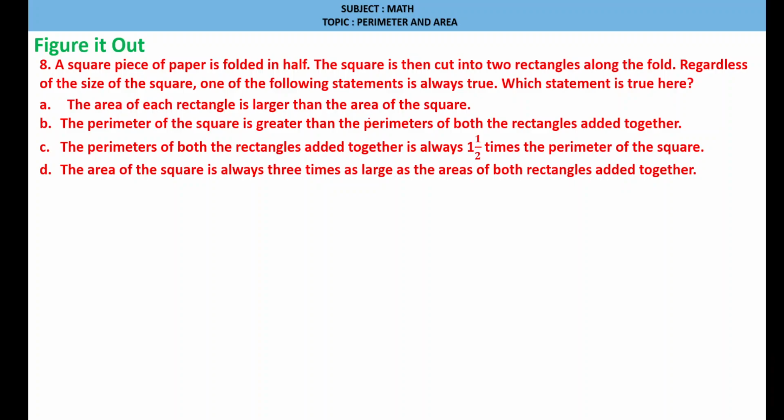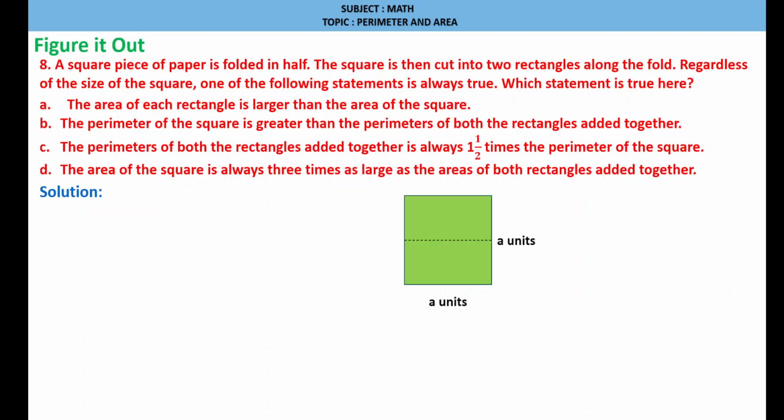The perimeter of the square is greater than the perimeters of both the rectangles added together. The perimeters of both the rectangles added together is always 1.5 times the perimeter of the square. The area of the square is always 3 times as large as the area of both the rectangles added together. Let us solve. First, let us take a square piece and fold it in half. Then we will cut it into 2 rectangles.